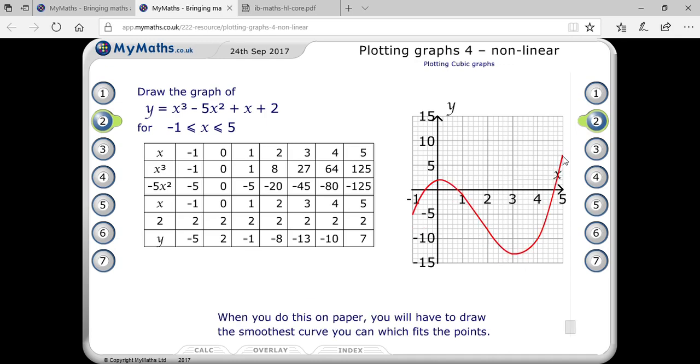Yes, you can see that when you draw all the points over there, you can find your graph like this, which you are seeing on your screen. When you do this on paper, you will have to draw the smoothest curve which fits the points. Do you understand the cubic graph, beta?